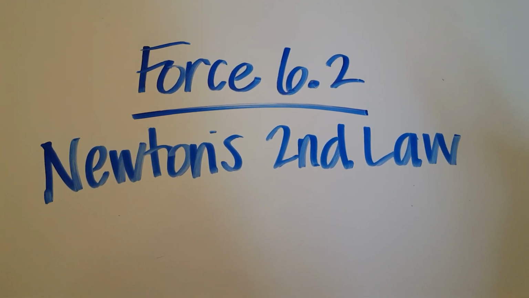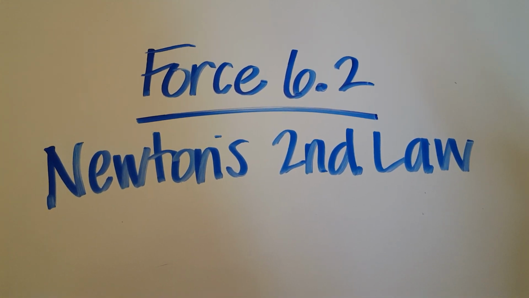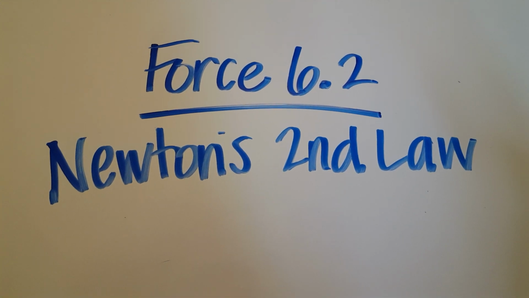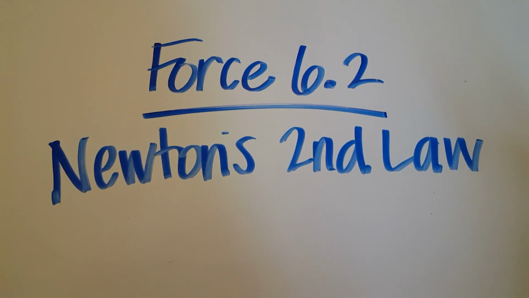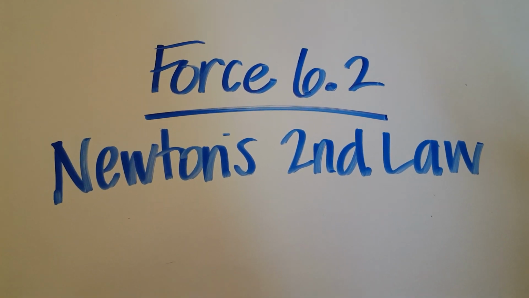Force 6.2 asks you to explain that the rate at which an object changes its speed or direction, aka acceleration, is proportional to the vector sum of the applied forces, or the net force, F net, and inversely proportional to the mass. Explain the relationship between acceleration, net force, and mass.